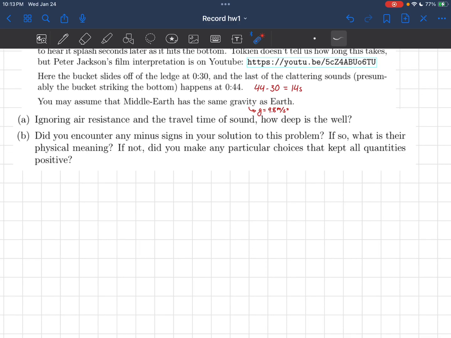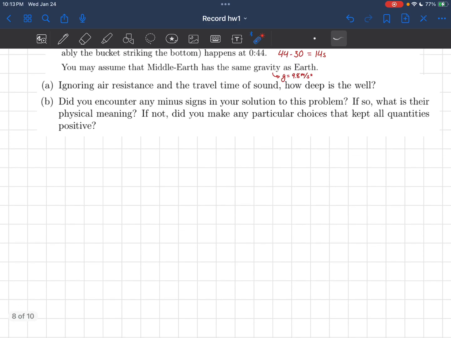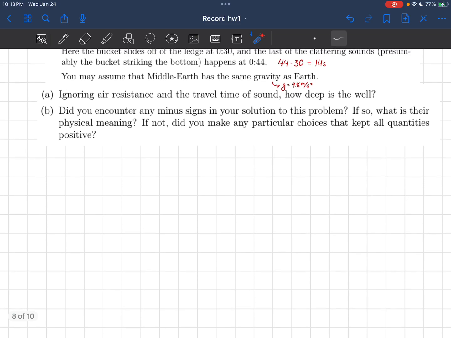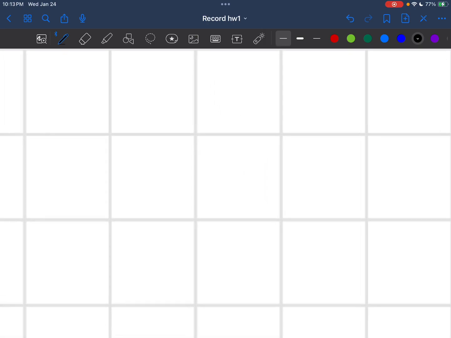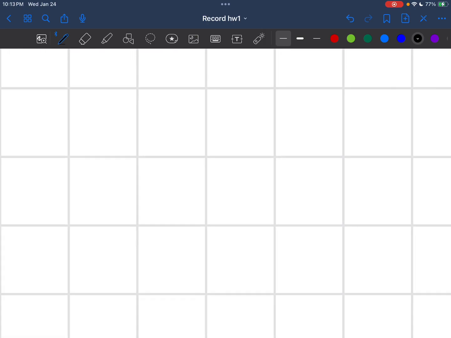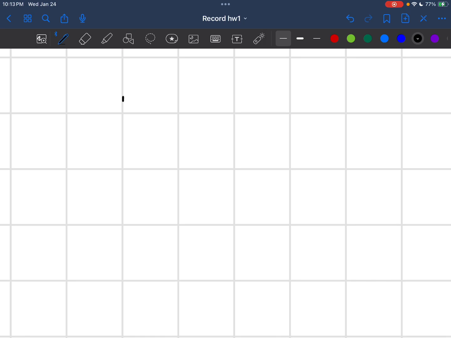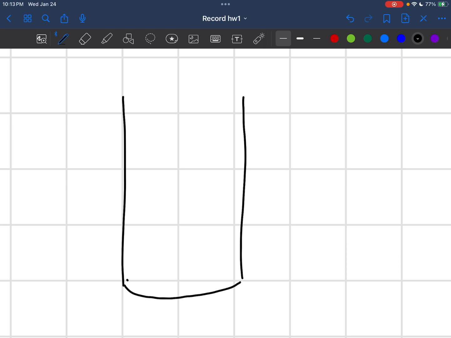We went through the procedure very step by step for the last couple of problems, so I'm going to start moving through it a little quicker now that we know what we're doing. For a kinematics problem, the first thing I want to do is draw a picture of what's going on. So I'm going to draw my well. There's the bottom of the well, and there's the top.